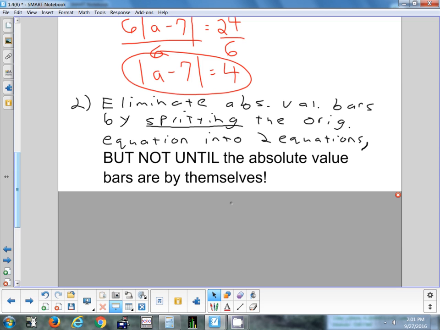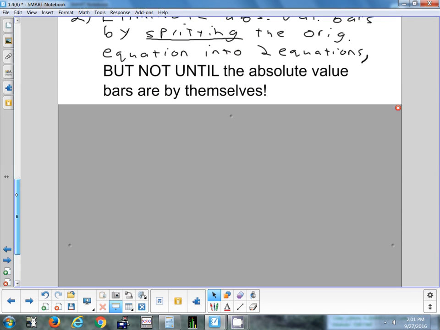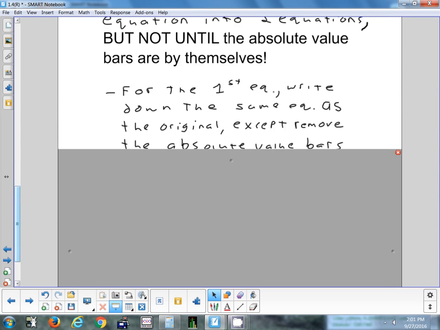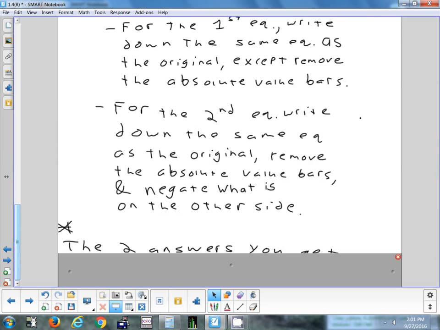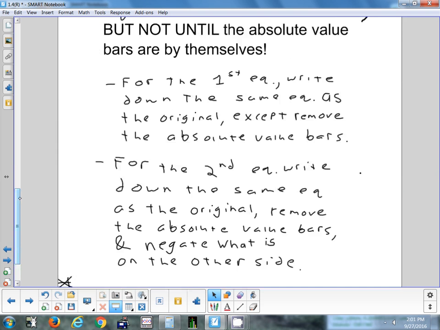And remember, the absolute value bars have to be by themselves. There can be nothing else on that side of the equal sign with them before you split them. Again, like I said, some of them are going to be all set to go. You're just going to be able to split them. Sometimes you might have something attached, so you might do one of those first couple situations that we talked about. On your notes, you don't have to write all this.